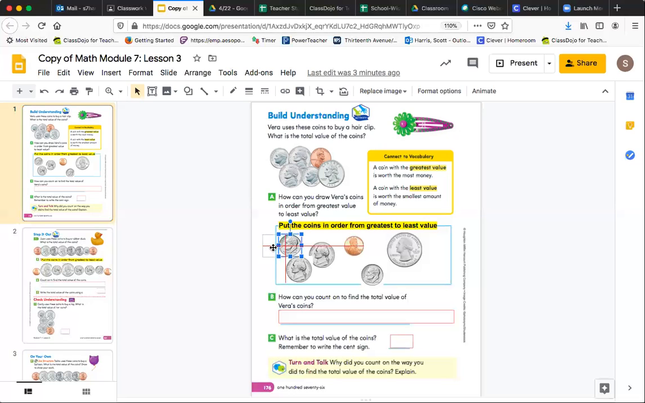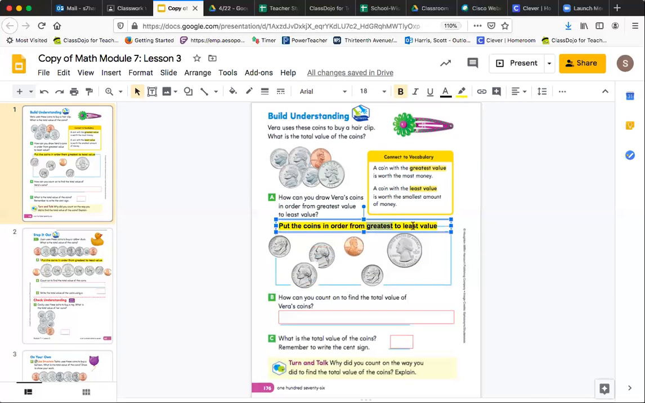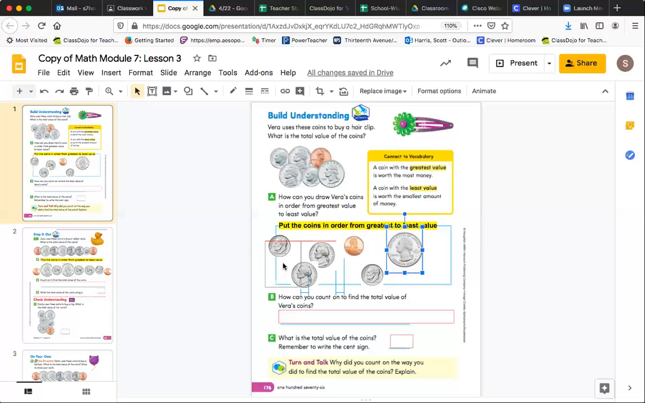So what I did was, if you look right here, I put these nice, handy coins that you can move around. And what I want you to do, you're going to have to move them in a way that you don't lose any. These are the same coins here, and put them in order. What order? Put the coins in order from greatest to least value. So from biggest to smallest. So we know that the biggest one is this quarter. The smallest one is that penny.